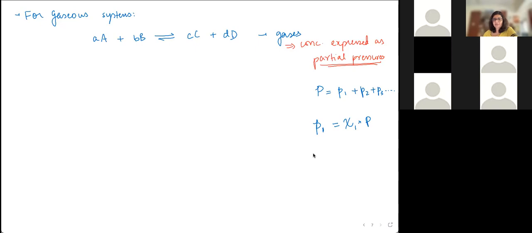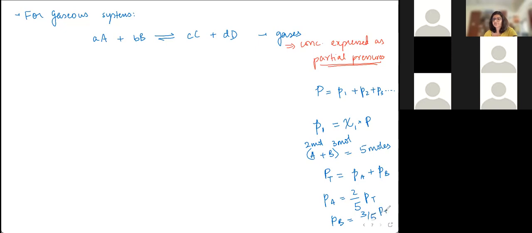So a simple example: if I have a mixture of A and B, both gases, then P total will be equal to the partial pressure of A plus the partial pressure of B. Suppose, taking both together, I have 5 moles, out of which A is 2 moles and B is 3 moles. Then the partial pressure of A specifically will be equal to the mole fraction of A. So what fraction is A? That'll be 2/5 times the total pressure. And the partial pressure of B will be its mole fraction, so 3/5 times the total pressure.